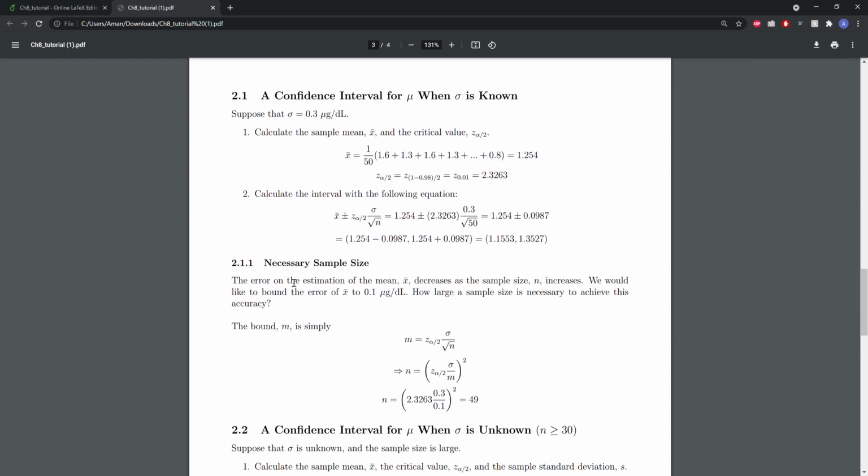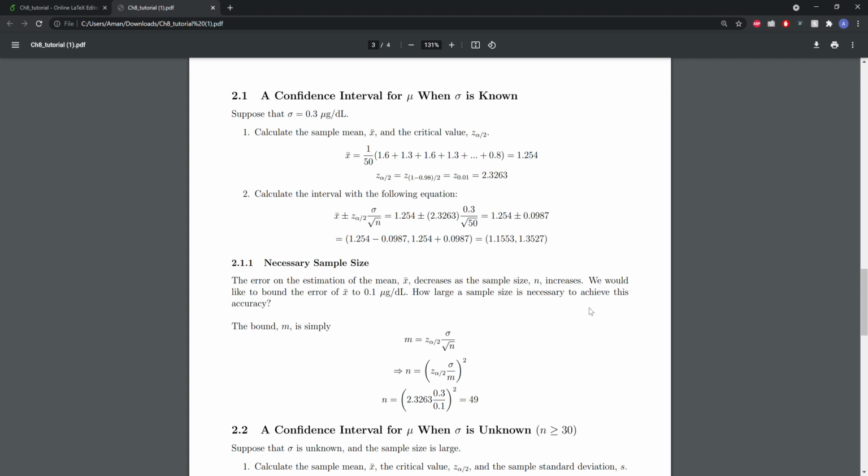Now, part two of this question is how do we calculate a necessary sample size? To go into more detail, the error on the estimation of the mean is given by the sample mean. It decreases as the sample size increases. We would like to bound the error of the sample mean to 0.1 micrograms per deciliter. The question is how large a sample size is necessary to achieve this accuracy.